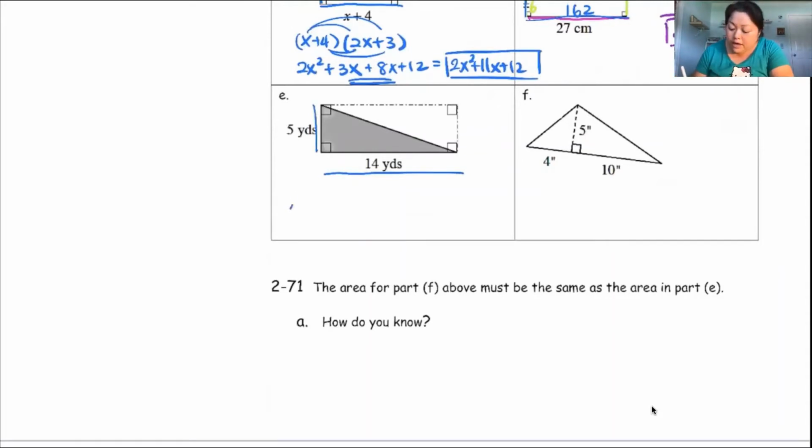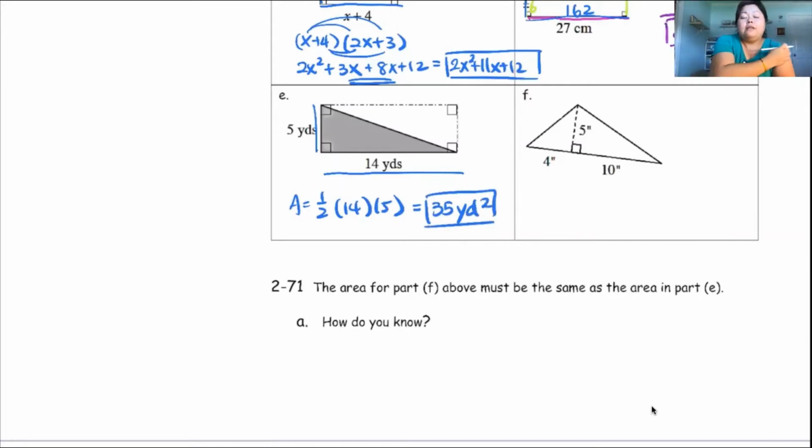So your area is a half of 14 times 5, which half of 14 is 7. 7 times 5 is 35. So you have 35 square yards. All right. Now, what if I don't have the rectangle like that? What if I have information like part F here? I have a triangle with the base kind of split up. So that's 4 and 10. So that's 14. I have a height of 5 inches here, right?